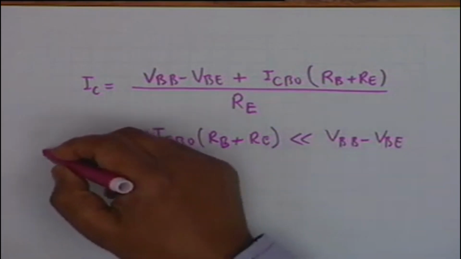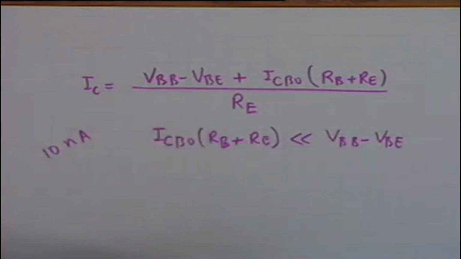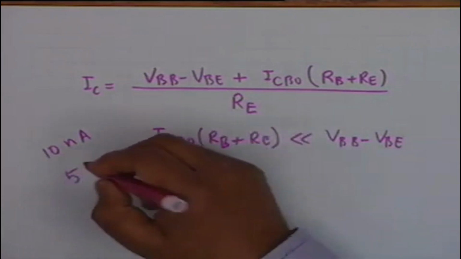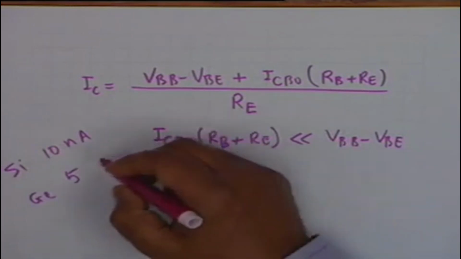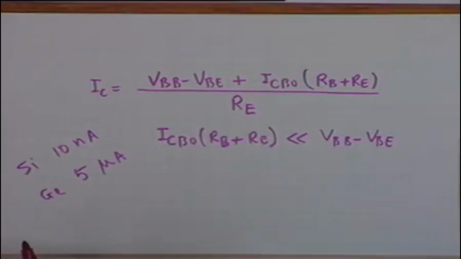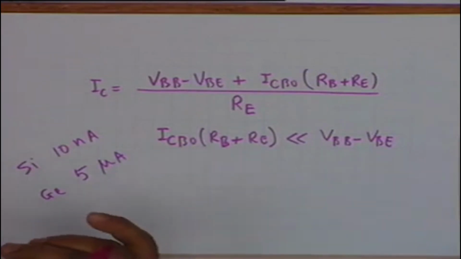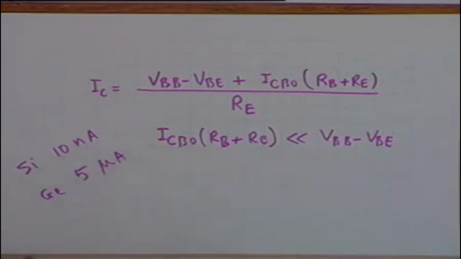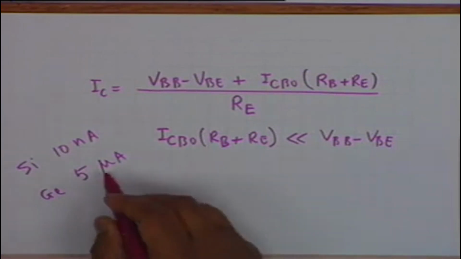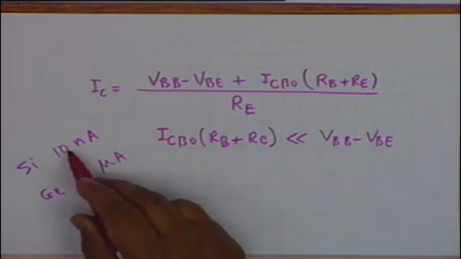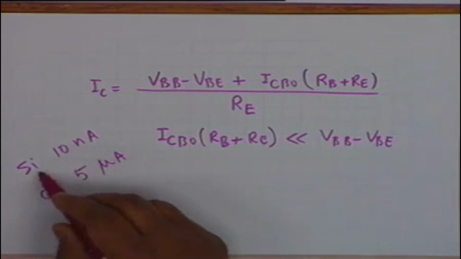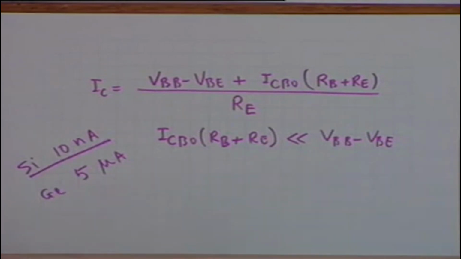For example, a typical silicon transistor, as I said, ICBO could be 10 nanoamperes, whereas for a germanium transistor ICBO could be as large as 5 microamperes. So, microampere is in relative terms a small quantity, but relative to 10 nanoamperes, obviously 5 microampere is a large quantity. 5 times 10 to the minus 6 and 10 times 10 to the minus 9. And this is why silicon transistors are much more preferred than germanium transistors. This is one of the reasons that ICBO is much smaller.